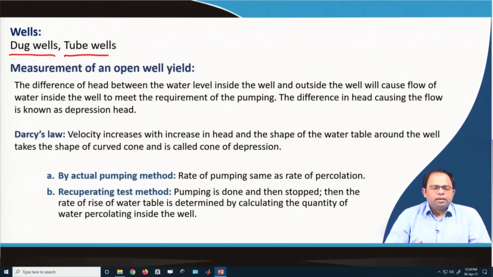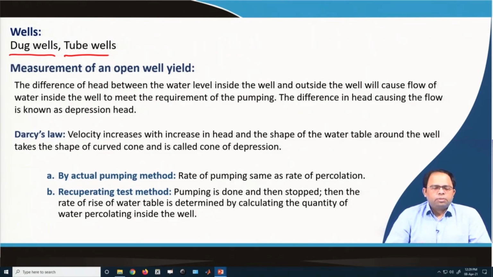So, this is where we learn about the measurement of open well yield. First we will learn how to measure the yield from a dug well or an open well, and then we will learn how to measure the yield from a tube well. So, how is this measurement done? And how do we measure that?